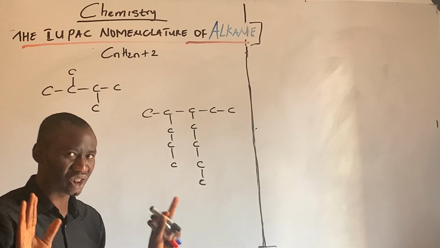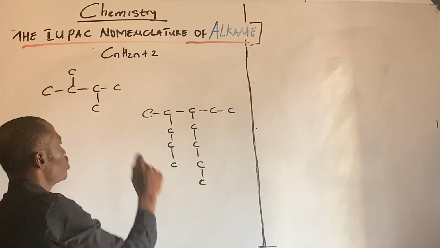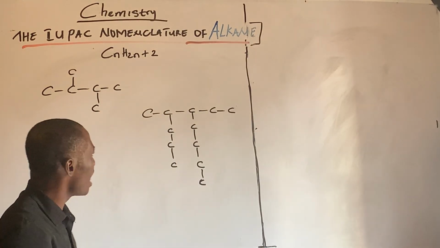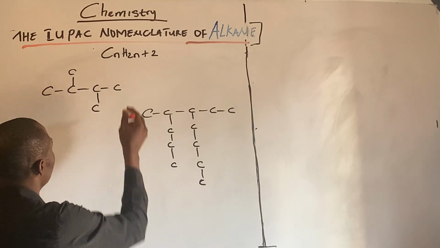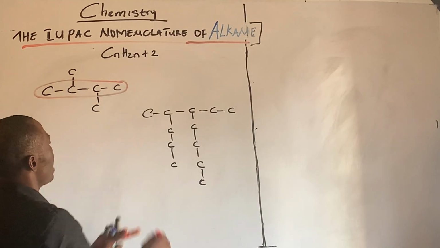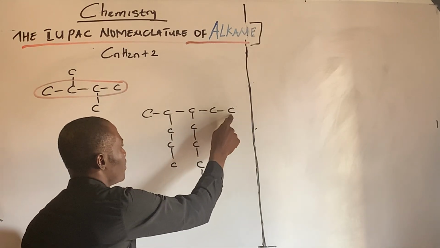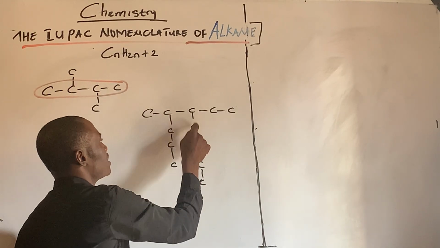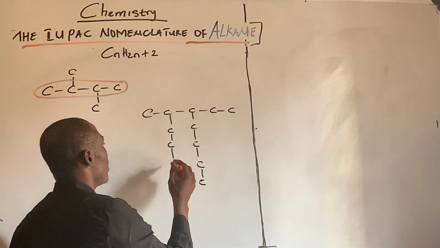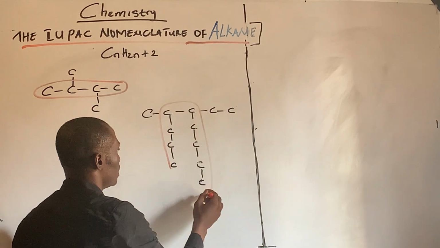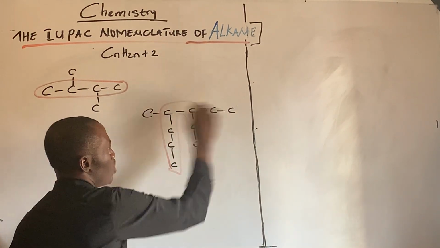We are dealing with the longest chain now. These are known as the substituents. We'll still come to that later. Now, the longest continuous carbon chain is this. Over here, the longest continuous carbon chain, 1, 2, 3, 4, 5, 6, 7, 8, 9. So, the longest continuous carbon chain is this, and not this.